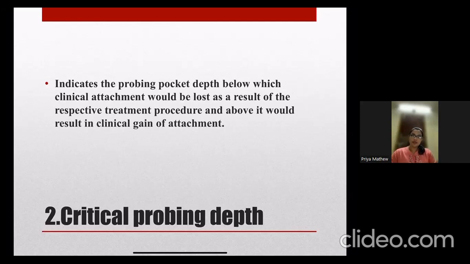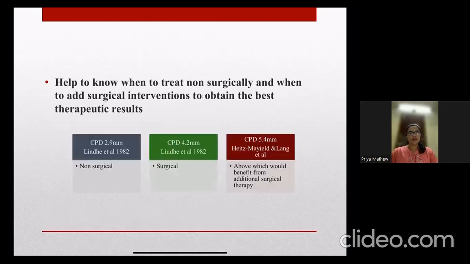which value, if we do a treatment above that value, there is a gain in the clinical attachment, and below that, if you actually do a surgical treatment, there is a loss of attachment. Now, this helps to know when to treat non-surgically and when to add the surgical interventions to obtain the best therapeutic result. So, this is the factor that determines whether we have to do a non-surgical or a surgical treatment. So, according to Linde et al.